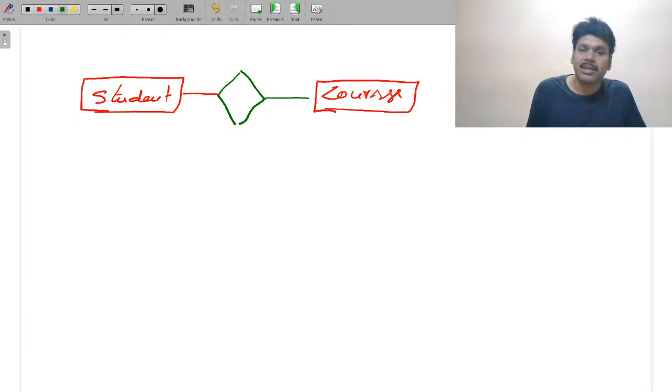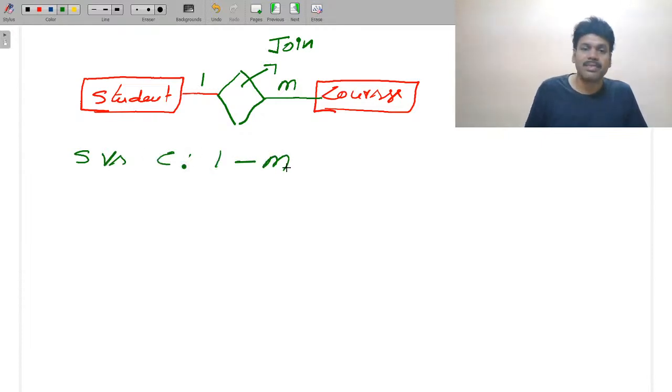Yesterday, in the last class, I said this relation name is join. Student joins courses. I am saying M here and 1 here. So what is the meaning of this? It is a one is to many relationship from student to course, and in reverse, course to student, it is a many is to one relationship. Student versus course is 1 to M. Reverse, course versus student, it is M is to 1.